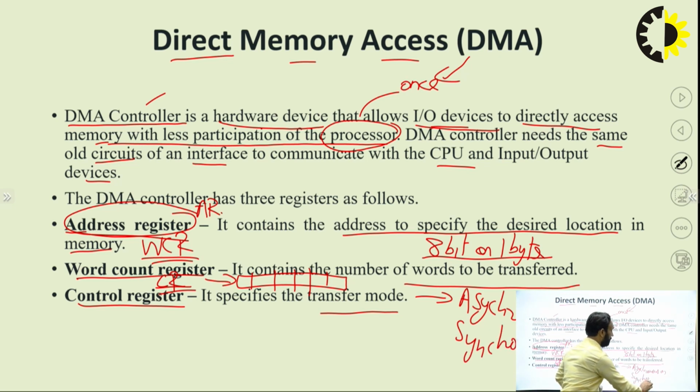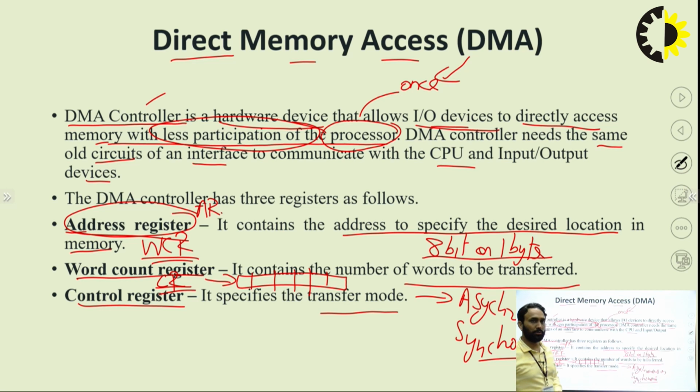Synchronous. So hopefully all of you understand the basics. DMA is required to transfer data between IO devices and memory without the use of the processor. And if we go into the technicality, we can say it requires less participation of the processor. So how is it possible? We'll see with the help of a block diagram.